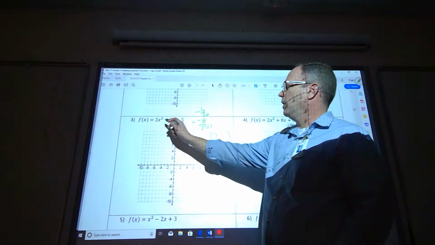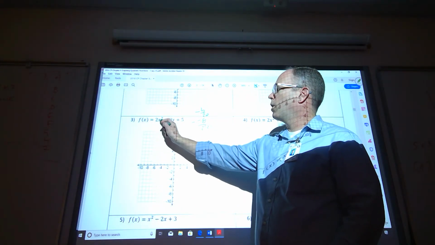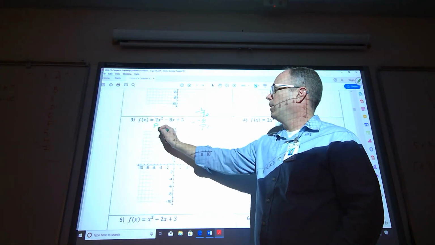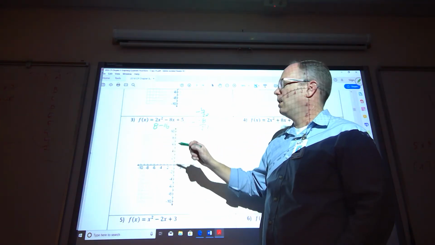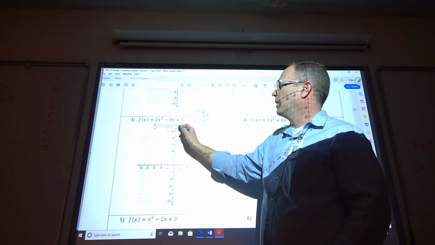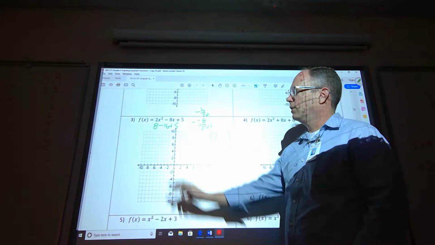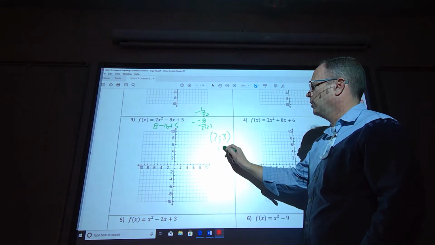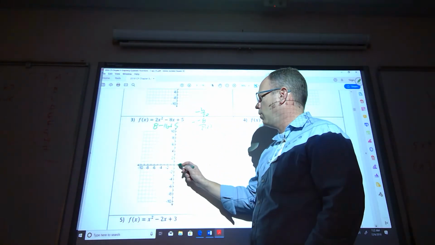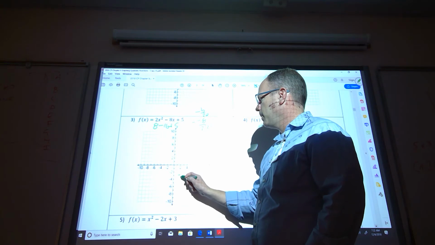I'm going to take 2, plug it in. So I have 2 squared, which is 4, times 2, which is 8, minus 8 times 2, so minus 16, because 8 times 2 is 16, plus 5. So I'm going to add 8 and 5 together to get 13. 13 subtract 16 is negative 3. So I have a vertex on this one of 2, negative 3, so over 2 and down 3.